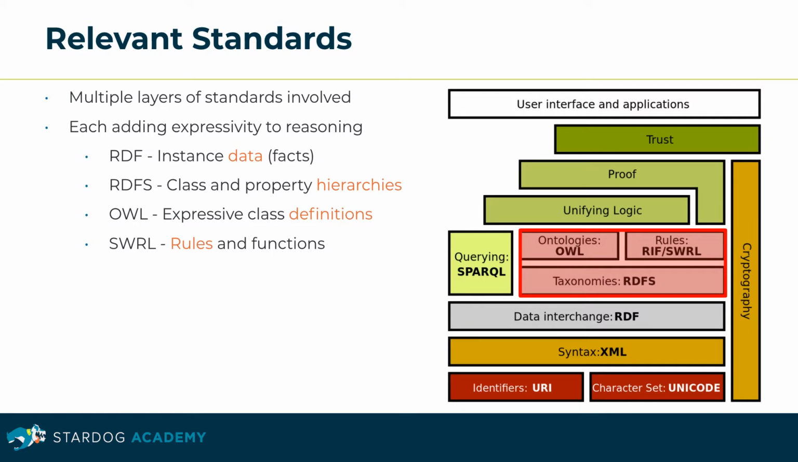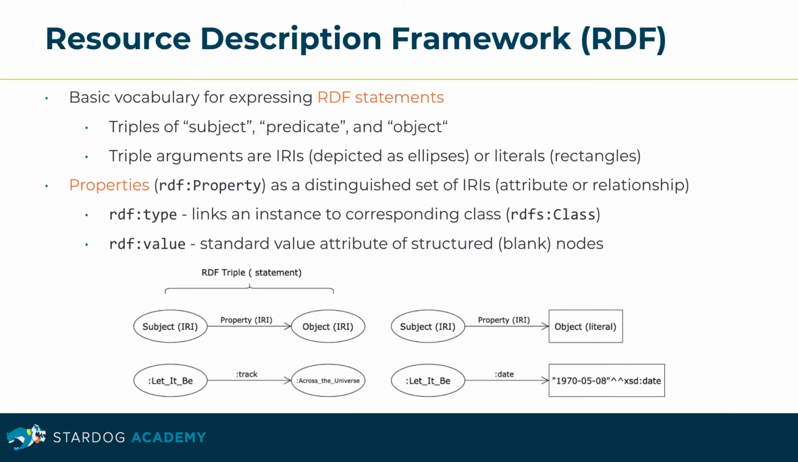Finally, the semantic web rule language SWRL and the related Stardog rules provide means to leverage if-then rules and auxiliary functions in reasoning. The Resource Description Framework RDF specifies triples of subject, predicate, and object as the abstract graph structure. Triples encode statements about graph nodes identified by an internationalized resource identifier, IRI. RDF defines the root class of predicates, rdf:Property, as a distinguished set of identifiers such as rdf:type, which links an instance to the corresponding class, and rdf:value, acting as the standard value attribute of structured nodes.